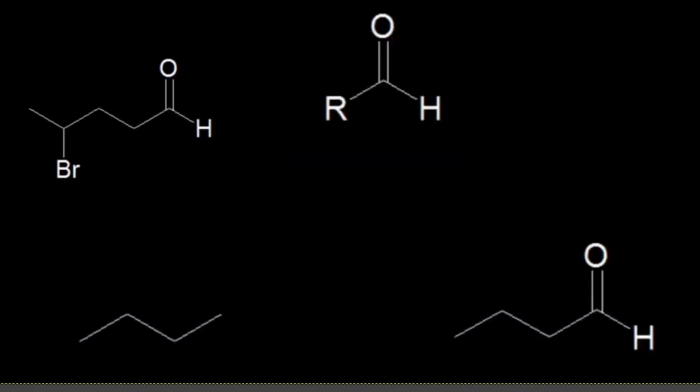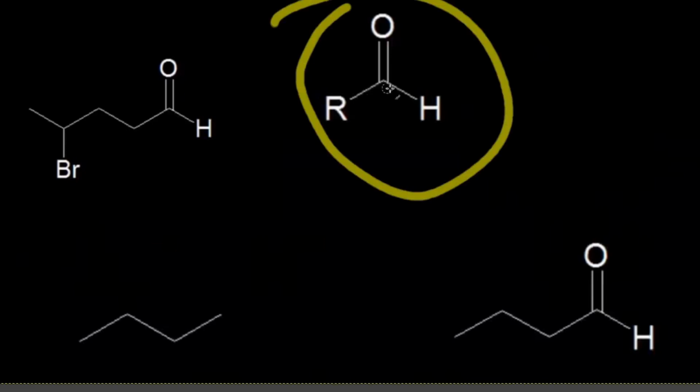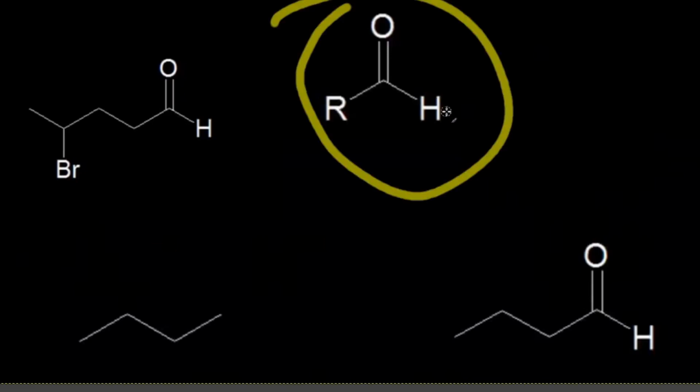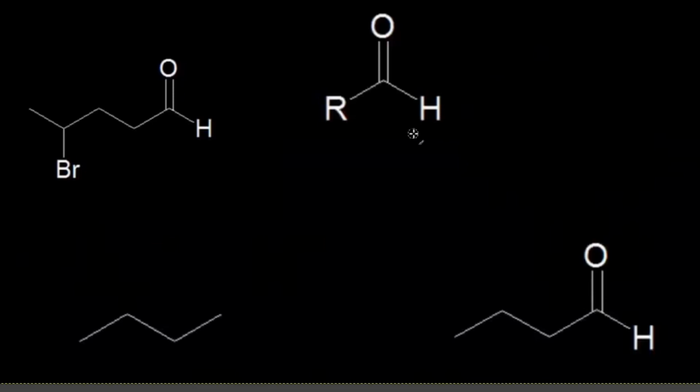Okay, let's get to the nomenclature. So, here we have a carbonyl functional group, with one exception. This is the aldehyde functional group because it has this one hydrogen. If instead of hydrogen there was another R, it would be a ketone functional group, because ketones are located in the middle of our molecule. It's a hydrogen because it's at the end of the molecule.